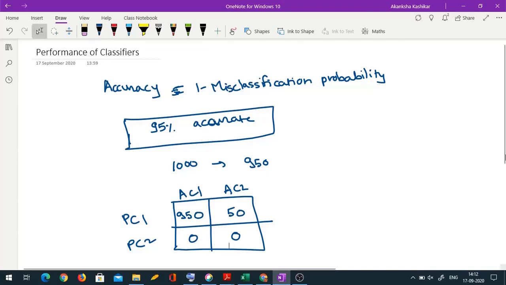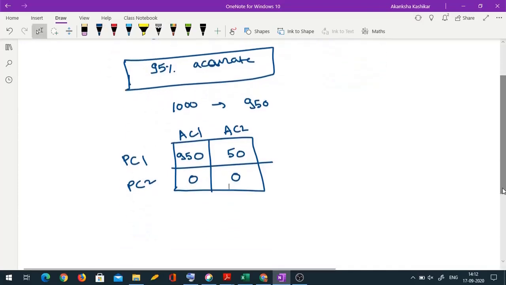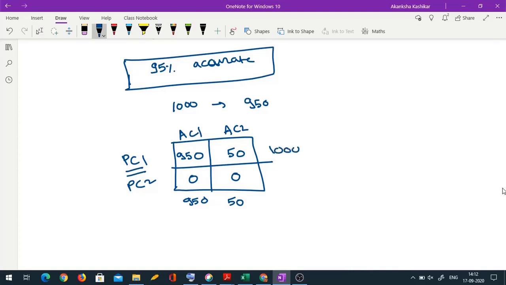So what does this mean? It means that overall there were 950 observations who were actually in class 1, and 50 observations who were actually in class 2. But what I am doing is predicting everyone to be in class 1 and predicting no one to be in class 2. So my prediction rule is actually very simple. I don't have a complicated rule or a complicated algorithm. I am just saying whoever comes, classify that into class 1.